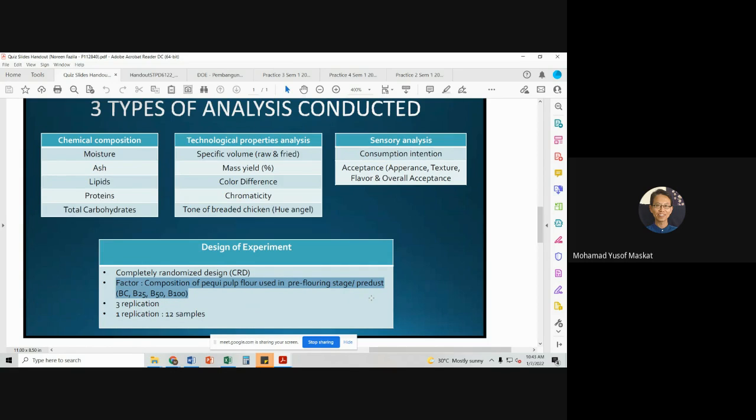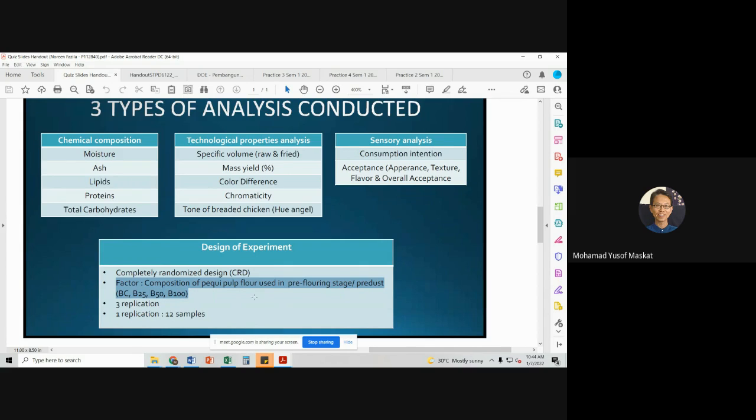Okay, so remember, like the example that Kausar gave just now. If it is constant, then it is not a factor. So in order for us to determine the effect, we have to vary the factor. Then only we will be able to determine the effect. So in this case, the factor is only one, which is the braiding: BC, B25, B50, and also B100. So that is the factor. The factor is the braiding.